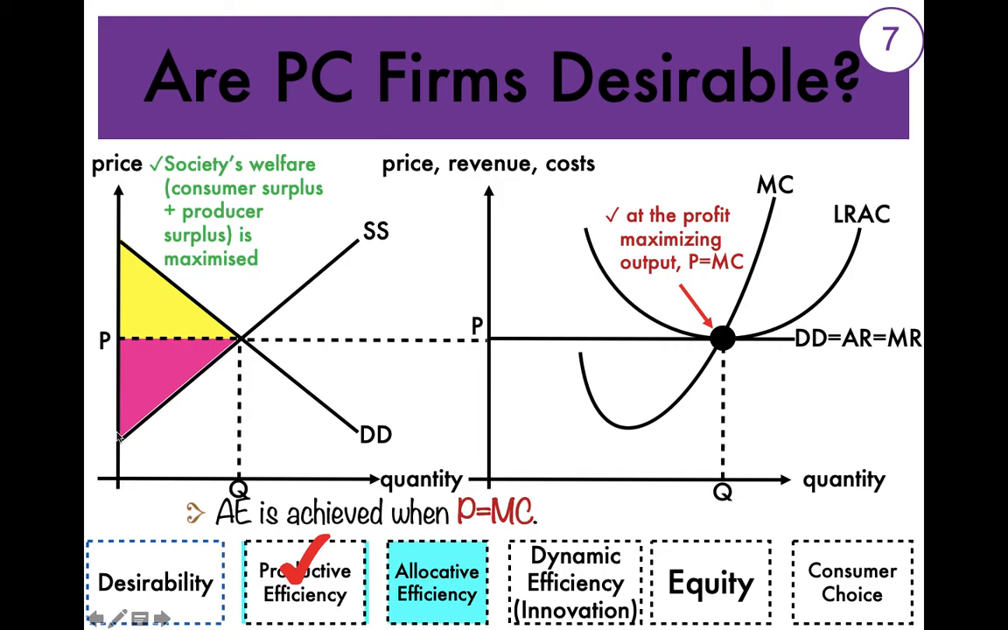Okay, but essentially, going back to the individual PC firms, these firms are desirable in terms of allocative efficiency because they are charging a price which is equivalent to the marginal cost of production.